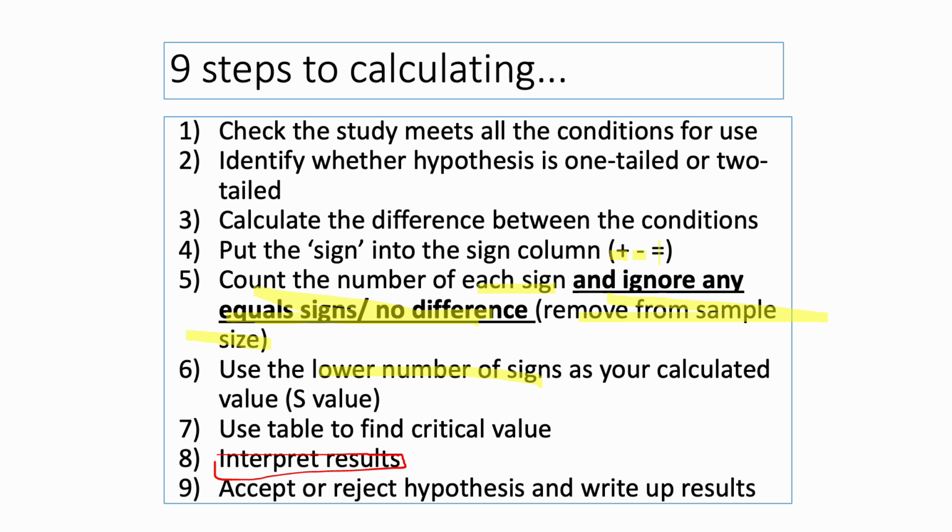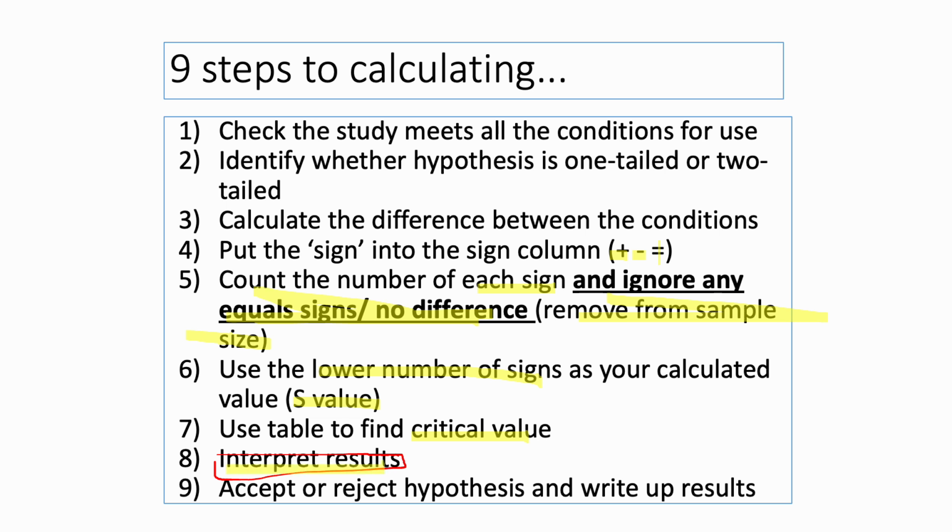It doesn't matter which order you take away from, because it's the sign that matters. If you do condition 1 minus 2 and you end up with a positive, when you do condition 2 minus 1, you'll end up with a negative. It's the lower number of signs, and you'll always end up with the same lower number of signs no matter which sign it is. That's your S value, and once you've got that, you find your critical value and interpret your results to write up.